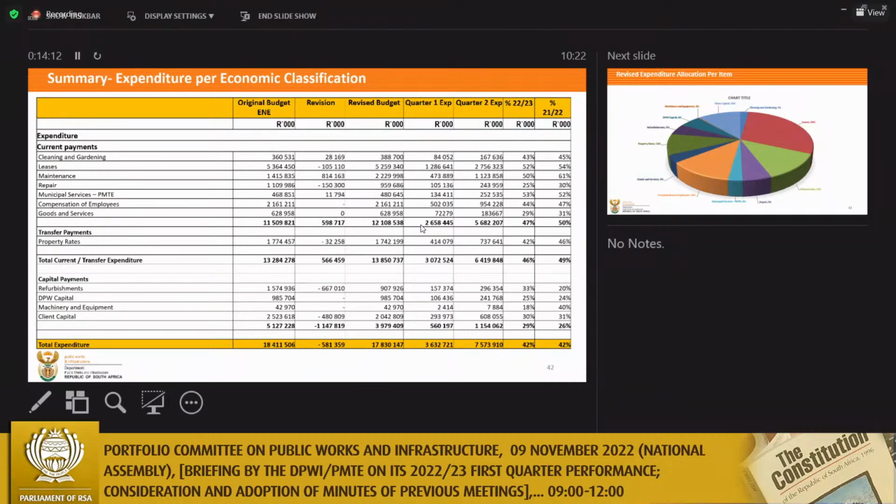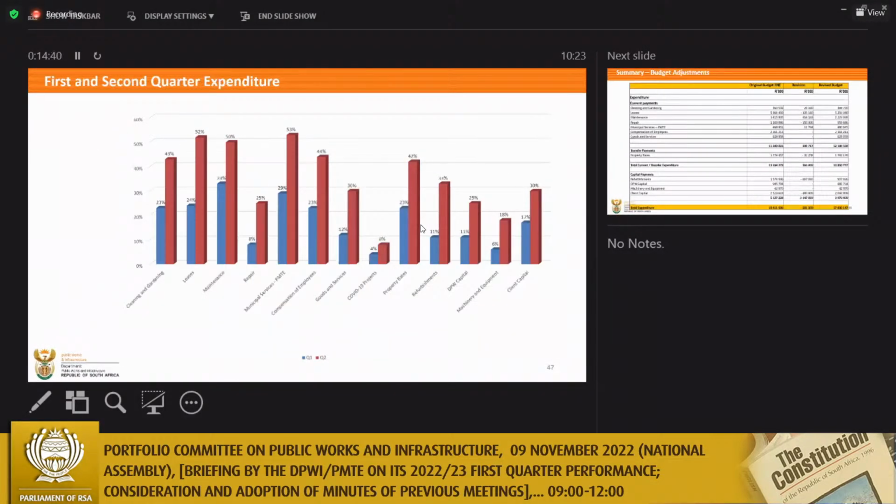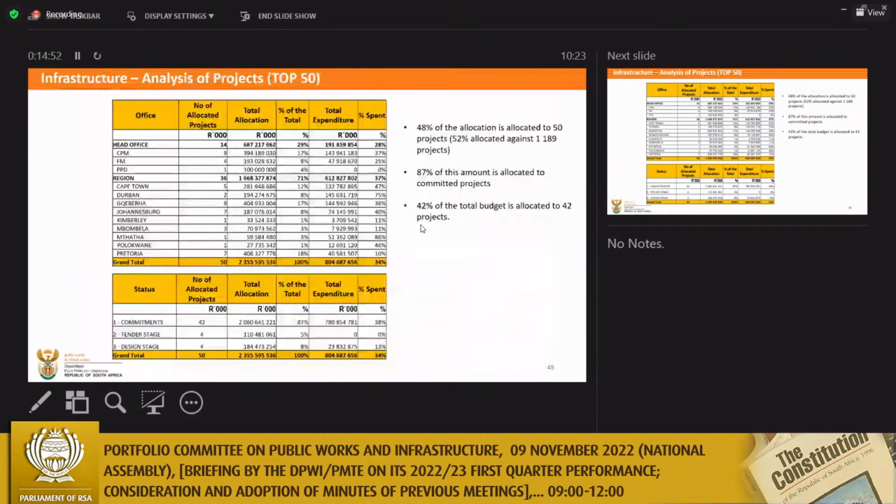So the total budget for infrastructure, including machinery and equipment, it's 5.1 billion and we only spent 560 million. The total budget, as I indicated earlier on, it's 18.4 billion and the spending was 3.6 billion for the first quarter. You can move, Aaron. The summary of budget adjustment, Chair, I'm not going to deal with it because everything there happened in the second quarter. If you can move to the next slide.